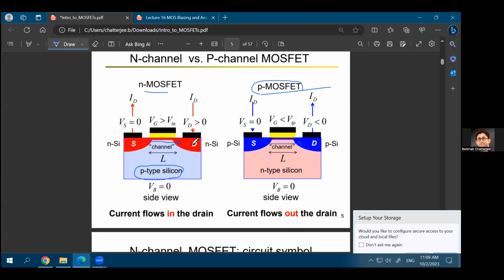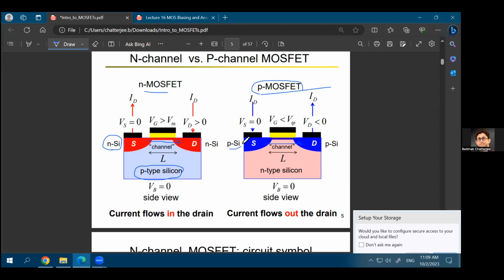So in the source or drain regions, for an N-channel MOSFET, you'll have N-type silicon because the source is a source of electrons. So it has to be N-type silicon, because in N-type silicon or N-doped silicon, you have an excess of electrons. Right? If it is P-type silicon, you'll have an excess of holes.